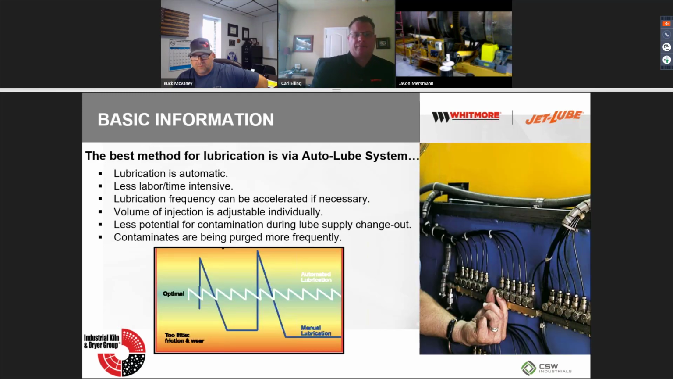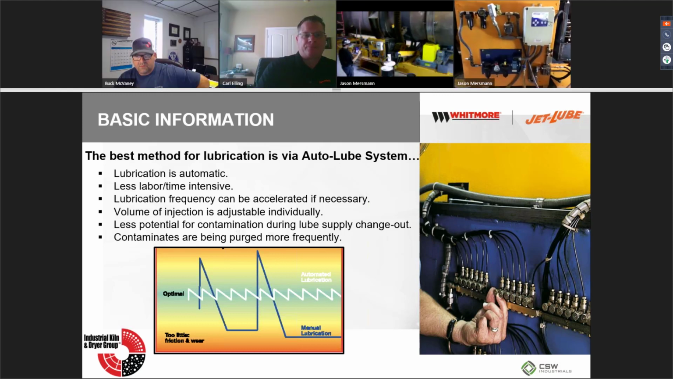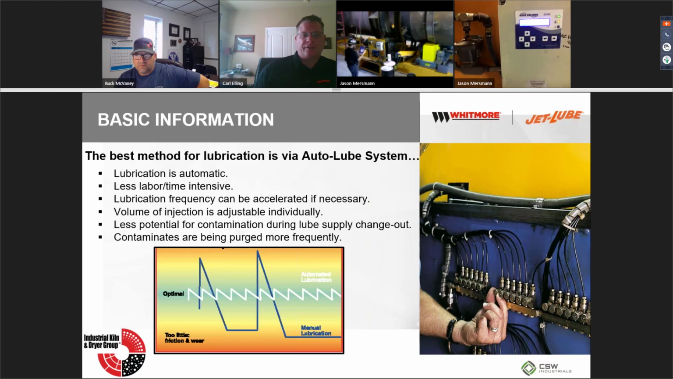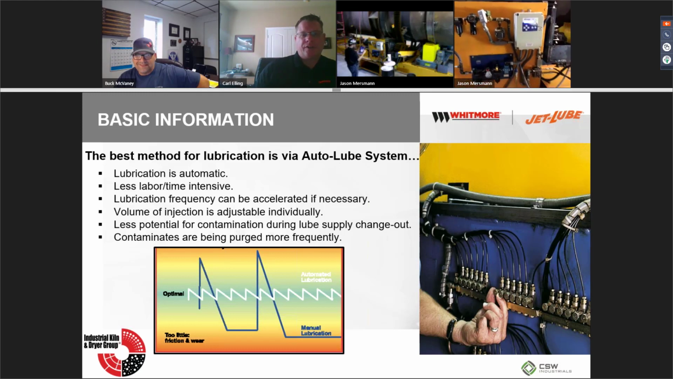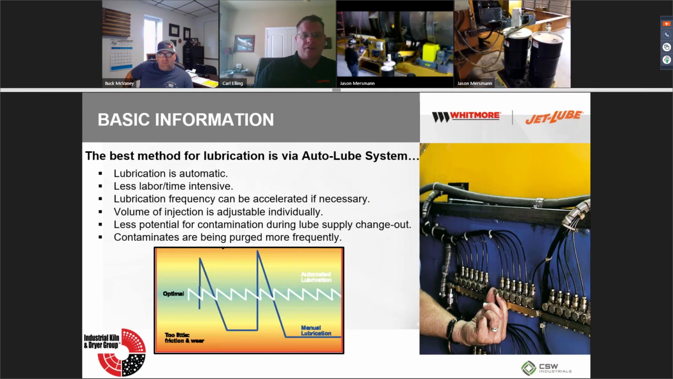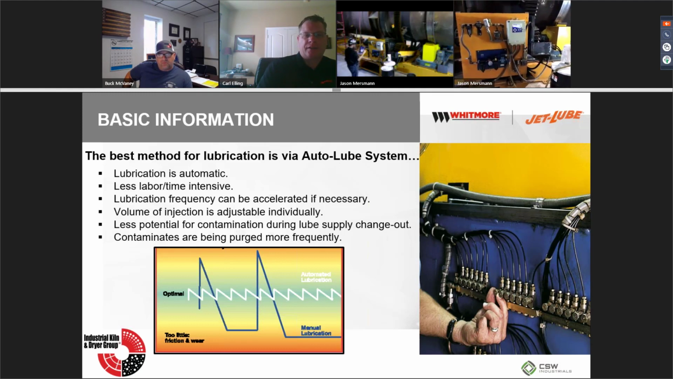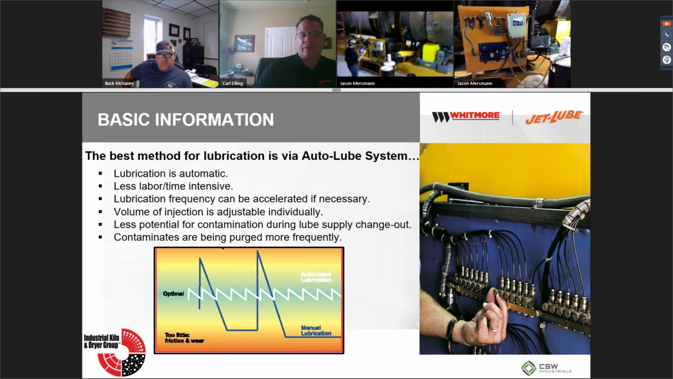But the best method for lubrication is an auto lube system. The lubrication is automatic, and it takes less labor and time. You can manage the system versus managing the individual grease application. Lubrication frequency can be accelerated if you need to, or decelerated. Less potential for contamination. When you're plugging and playing, changing out kegs or individual cartridges, the more you touch and are exposed, the more potential for contamination. The auto lube systems help minimize that, and the contaminants are also being purged more frequently.